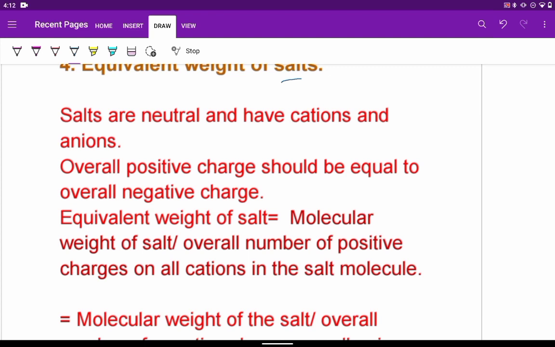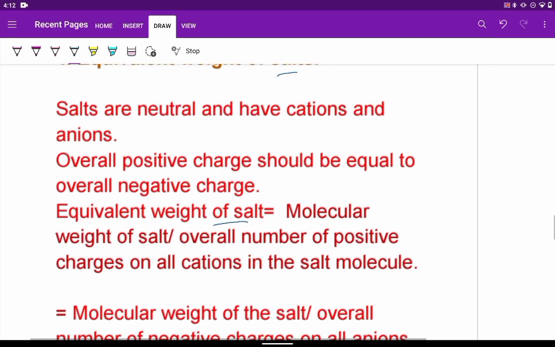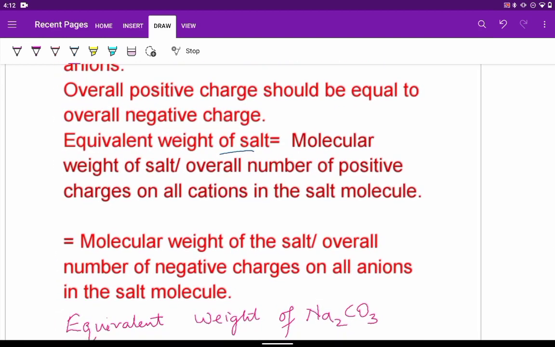Overall positive charge should be equal to overall negative charge in any salt. So equivalent weight of salt can be taken as molecular weight of the salt divided by overall number of positive charges on all the cations in the salt molecule, and that will be equal to molecular weight of the salt divided by overall number of negative charges on all the anions in the salt molecule. So either of these we can take, because total charges are same, so charges on cations will be equal to charges on the negative ion, that is anion.